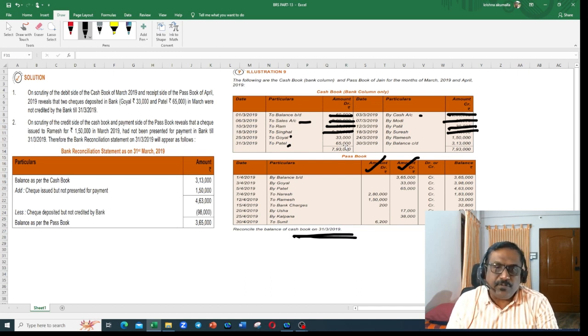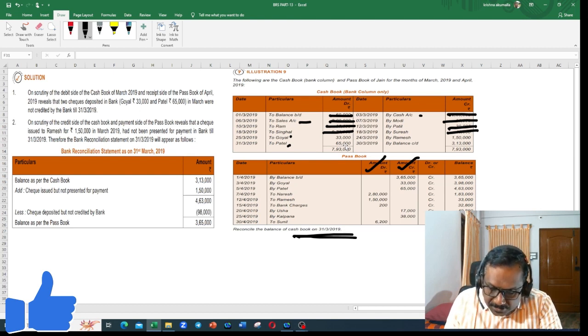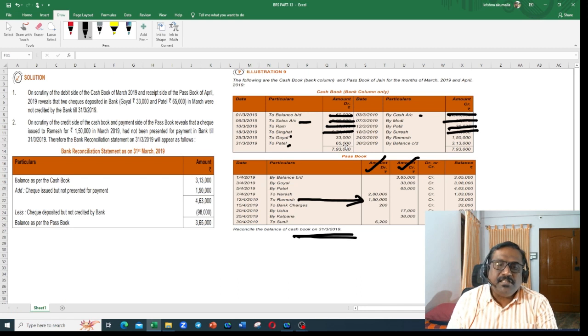Next, by Ramesh 1,50,000. See here, to Ramesh 1,50,000. It is there here. What is this? Check issued to Ramesh 1,50,000 on 24th March. Ramesh would have presented this check before March month. He did not present. When did he present? He presented on 12th April.